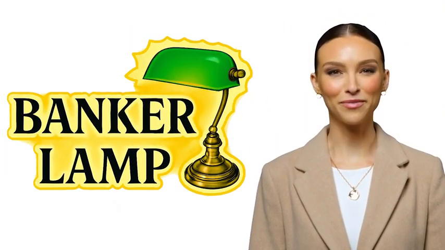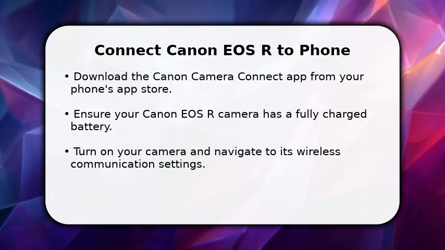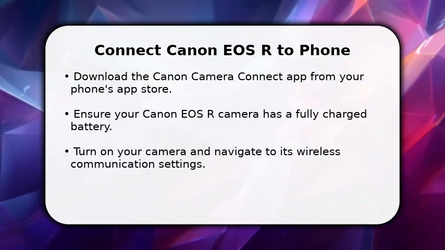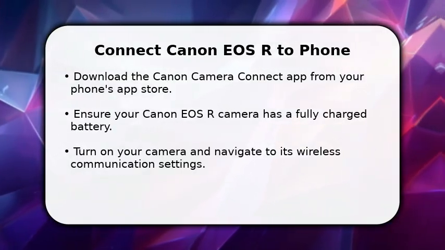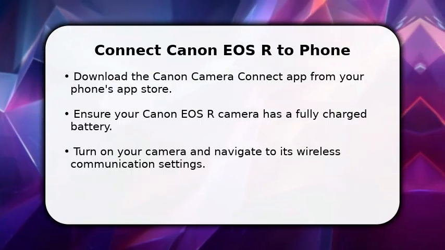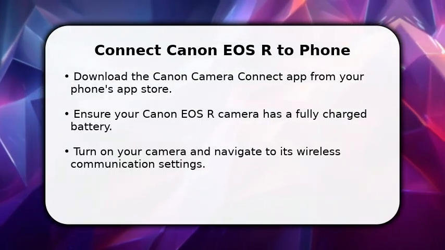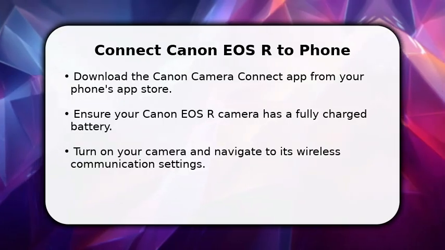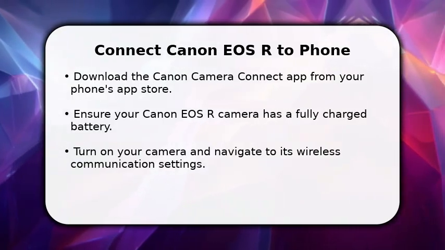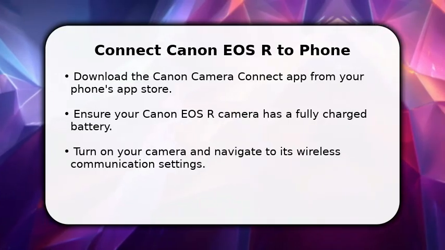Please enjoy the video. In this video, I will show you how to connect your Canon EOS R camera to your smartphone. First, you'll need to download the free Canon Camera Connect app, available on both iOS and Android app stores. Make sure your camera's battery is charged, then power on your EOS R.